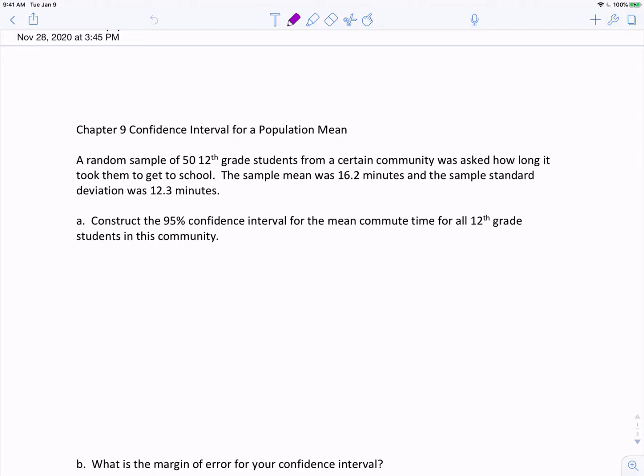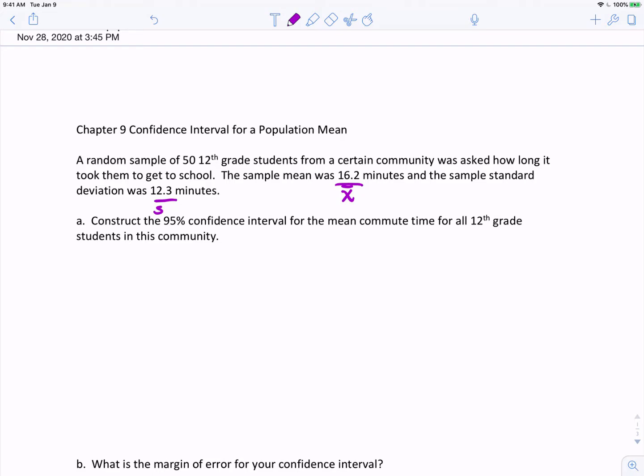In this video, we'll review confidence intervals for population means. A random sample of 50 12th grade students from a certain community was asked how long it took them to get to school. The sample mean was 16.2 minutes, and the sample standard deviation was 12.3 minutes. Construct a 95% confidence interval for the mean commute times for all 12th grade students in this community.